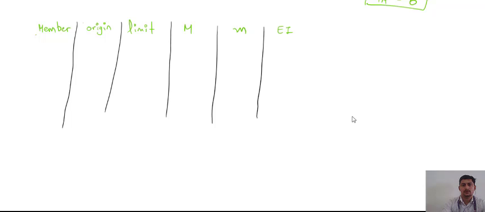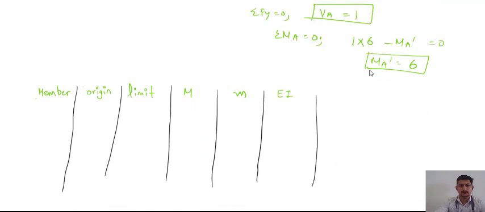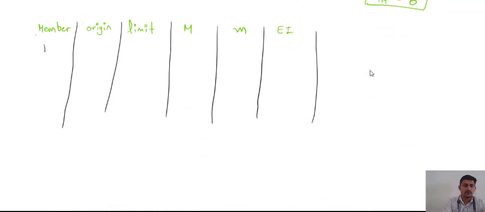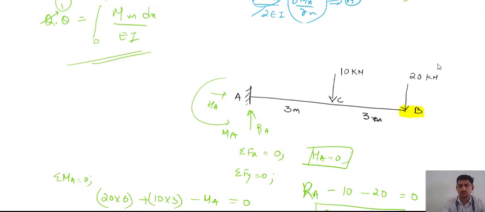Now I will be solving this. Let us take the first member as BC. So write down the member here, BC, and the origin of BC is B, I am taking. So limit is 0 to 3. Okay, limit I have taken from 0 to 3 because BC length is 3.